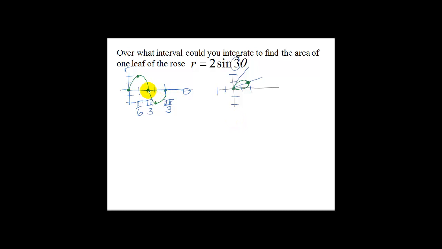If we continued here from π/3 to π/2, we would have negative 2. So as we would go up here to π/2, we would go down here to negative 2, and you can see we're starting to build another one.